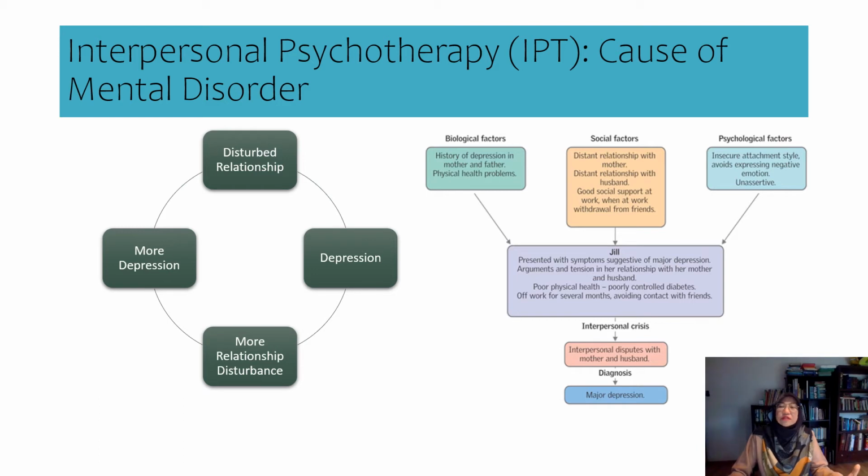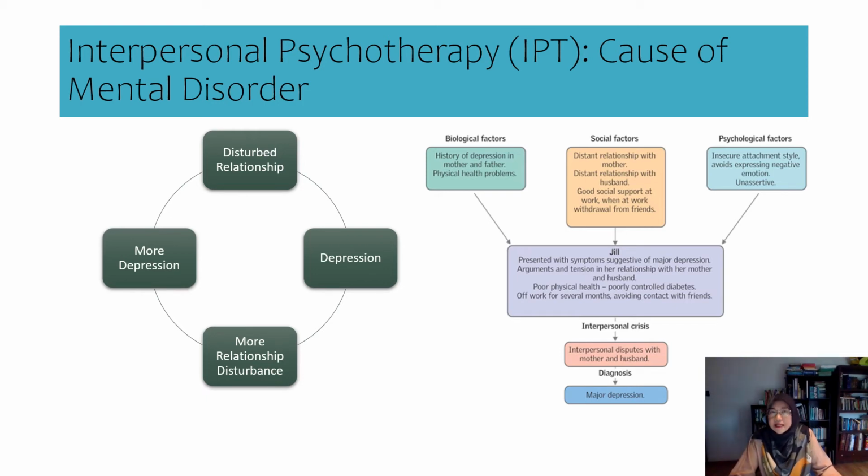In addition, there are social factors, for example, a distant relationship with mother, a distant relationship with husband, a lack of good social network at work, or withdrawal from friends. You used to have a very good relationship and social network from your friends at work, and then suddenly you do not have that. It can also cause depression.